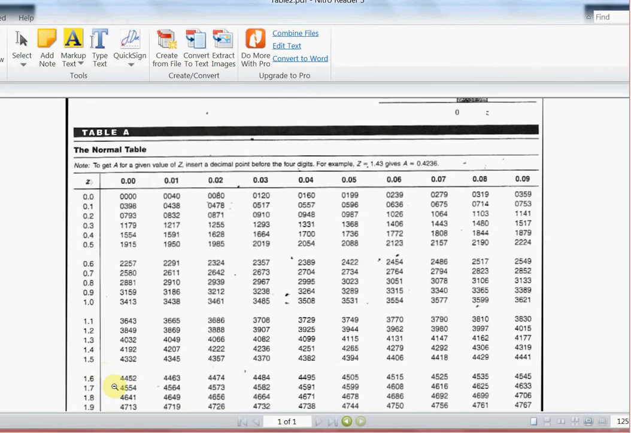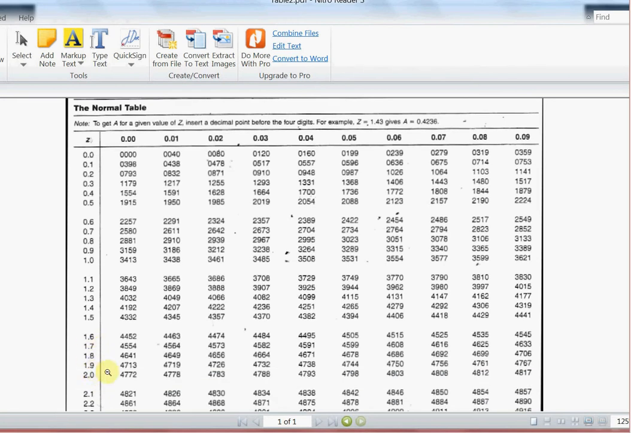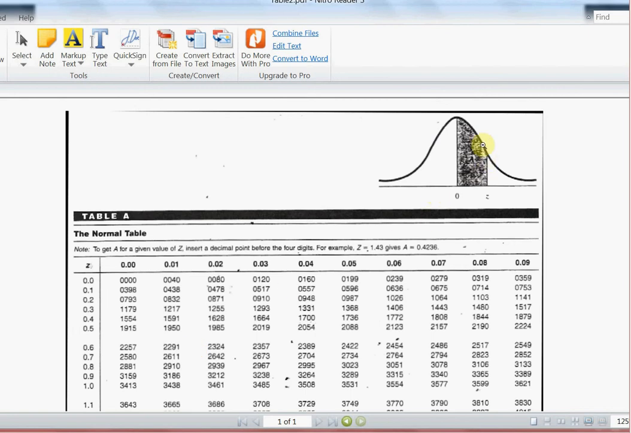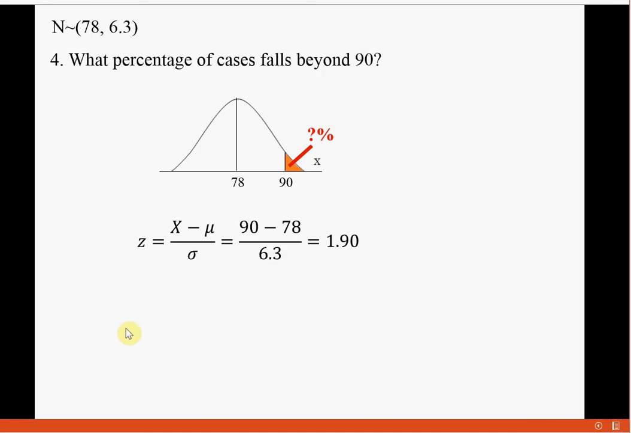Z-score 1.90 corresponds to a percentage number 4713. Now go back to here. 4713 refers to this area, but this area is not about our question right now. Our question right now is about the size of the corner. But the way that this normal table is made is that those percentage numbers refer to these slices, but not the corner. So that's the very key point here.